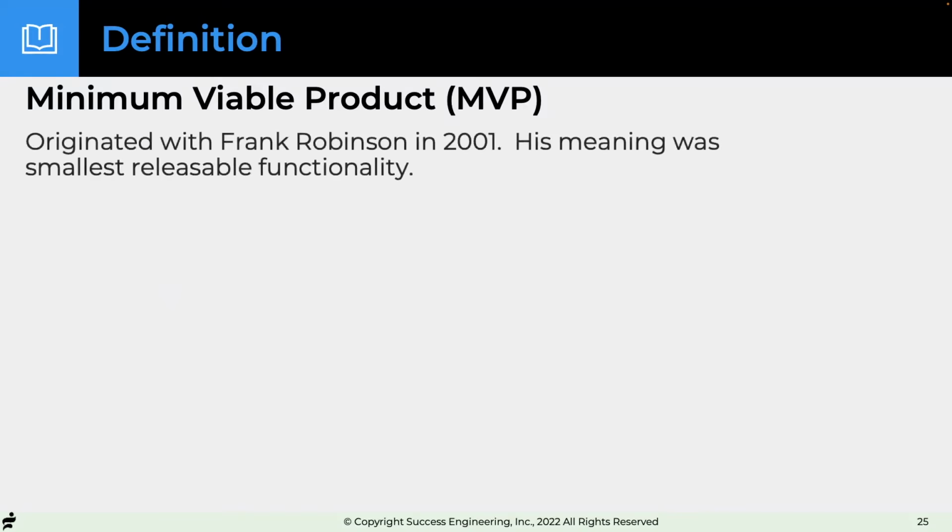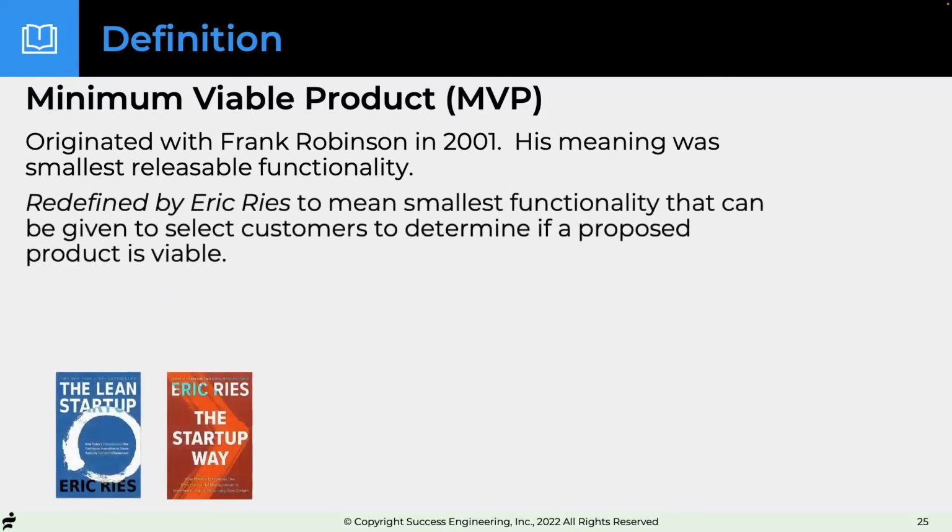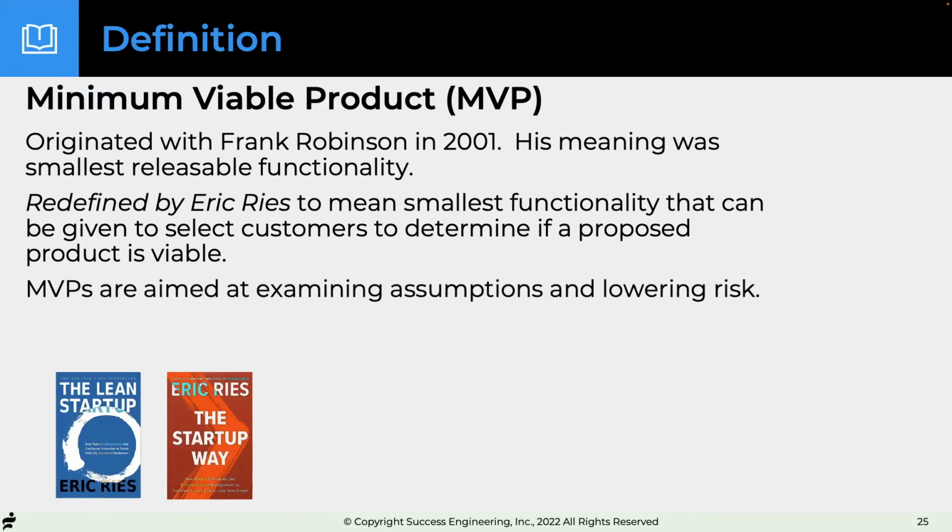So MVPs, I'm using not the definition that originated with Frank Robinson. His was good. I liked it. His is not unlike what we now call minimum business increments, but we didn't get MBIs from him. I like MVPs from Eric Ries because it's the smallest functionality that can be given to select customers, but it's more than that. It's about examining assumptions.